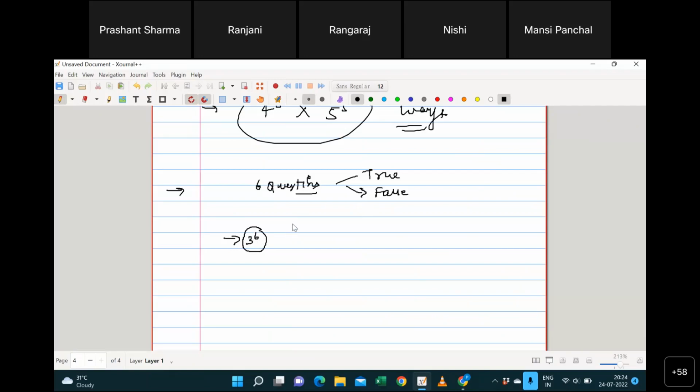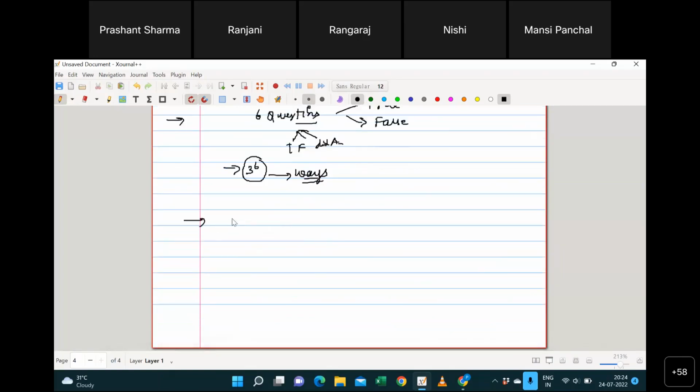Because suppose you are going to give an exam and you are going to attempt a question paper. Then you have options: either you select true or false, or do not attempt, I mean do not answer that question. So for each question you have 3 ways: true, false, and did not answer. Then it will be 3 raised to power 6.